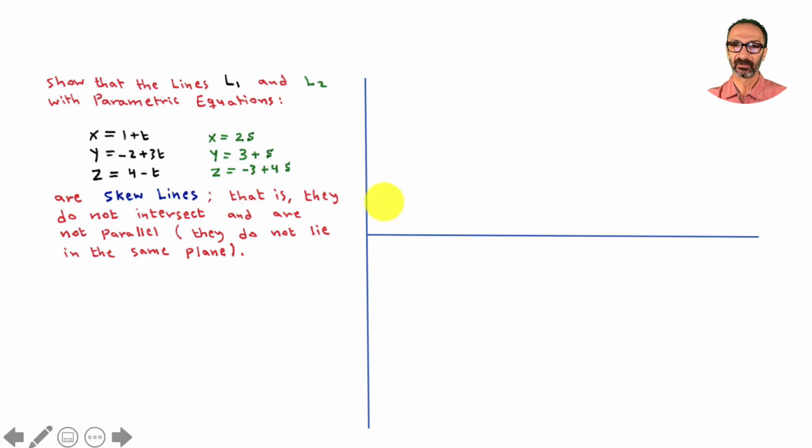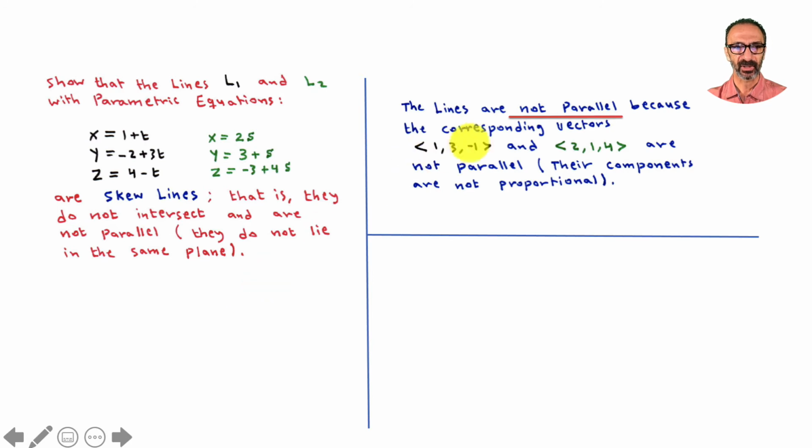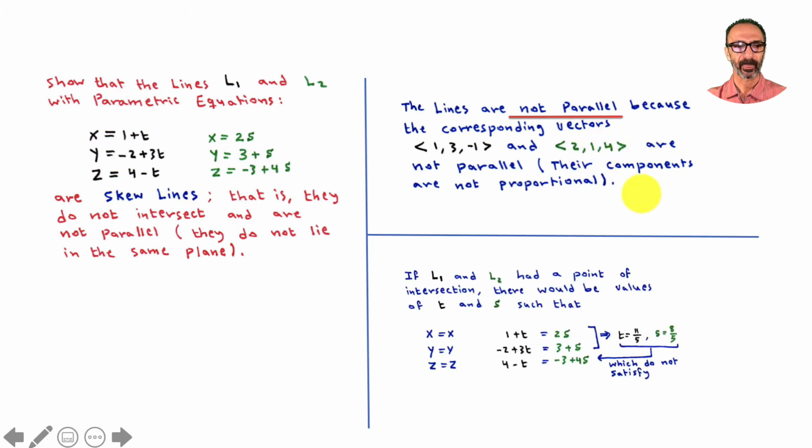Here's, formally speaking, the definition of skew lines. Skew lines do not intersect and are not parallel. They do not lie in the same plane. How do I show that? Well, the lines are not parallel. If you look at the components, they're not proportional. Well, if they're not parallel, you might think that they might intersect. Well, they don't.